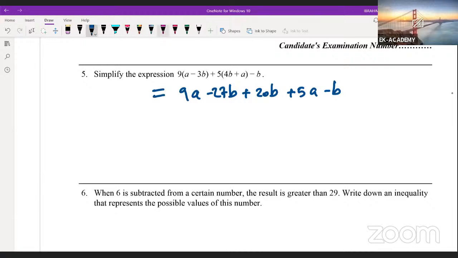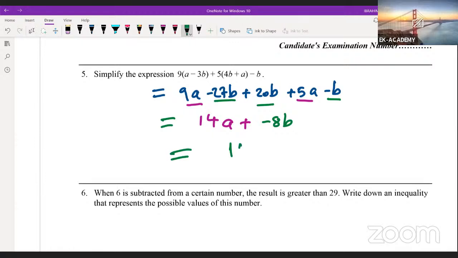I'm going to add 9A and 5A. You're going to get 14A plus, I'm going to add negative 27B, 20B, and negative B. So negative 27B plus 20B, you're going to get negative 7B, negative 7 plus minus 1 again, you're getting negative 8B. So the final expression here will be equal to 14A minus 8B. That is the final simplification.